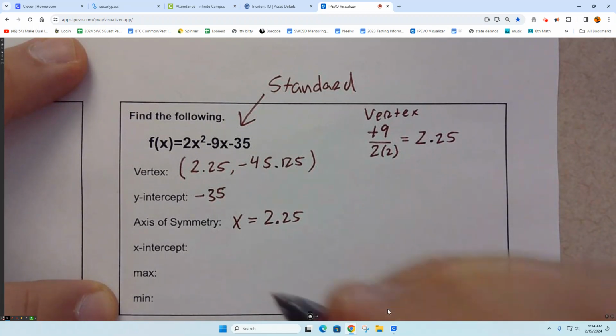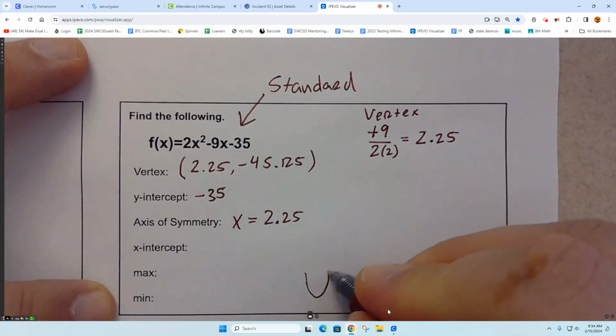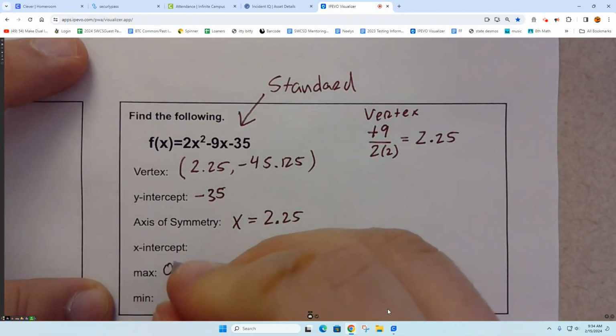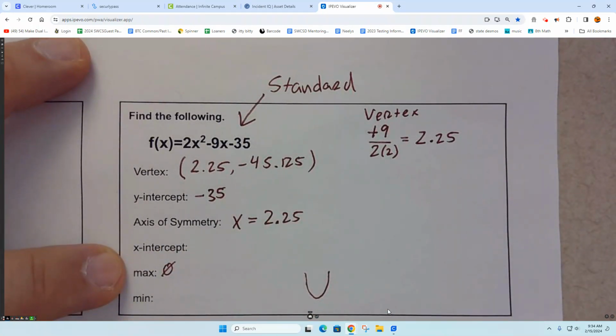The A is positive, which means, I like the terminology we use, it's smiling. So that means we don't have a max. There isn't one. I'm not writing 0 there because 0 could be a max. I'm saying there isn't one.